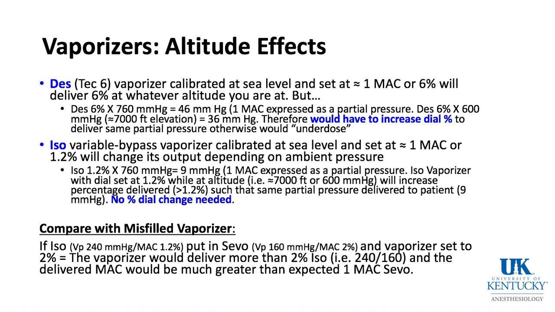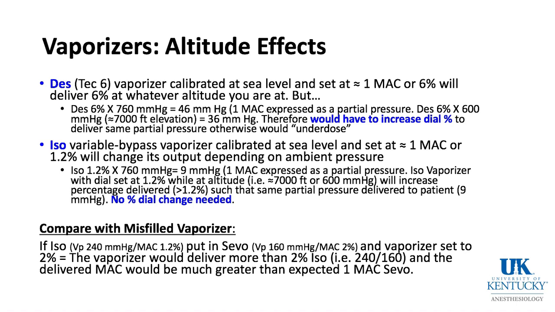Now, an isoflurane variable bypass vaporizer, if it was calibrated at sea level and set at about 1 MAC or 1.2%, actually changes its output depending upon the ambient pressure. So that isoflurane vaporizer calibrated at sea level and set at 1 MAC or 1.2%, at sea level 1.2% of the total atmospheric pressure 760 equals 9 millimeters of mercury. So 1 MAC of isoflurane can be expressed as 9 millimeters of mercury.